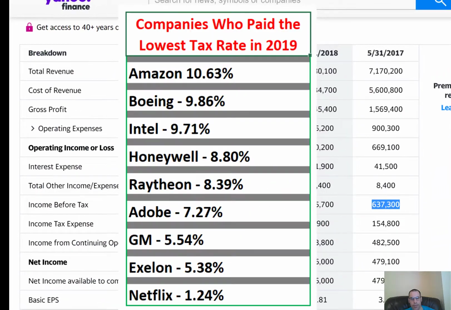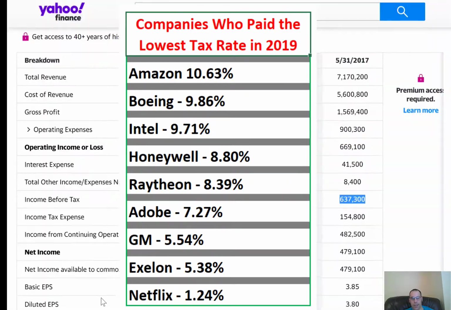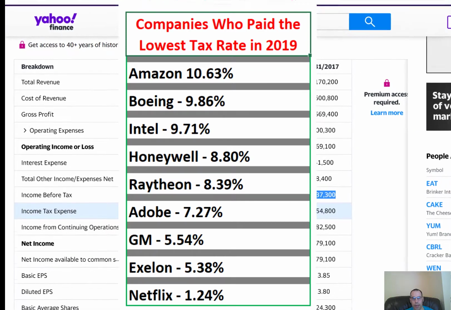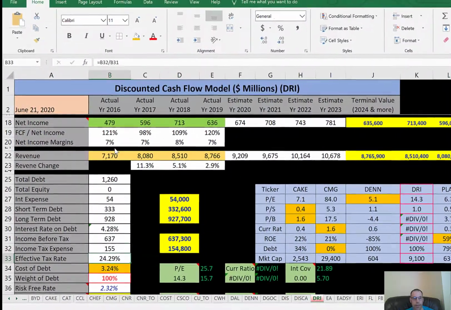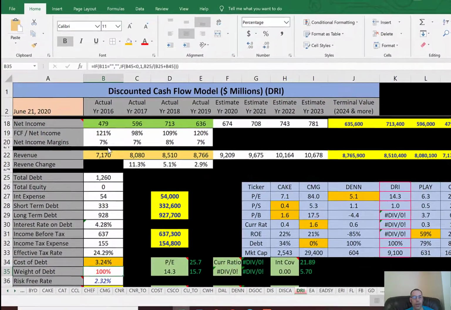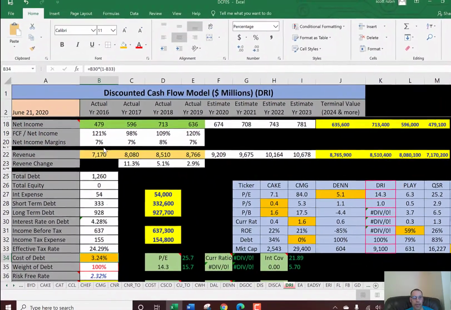Let's take the 2017 number. And they have $637 million of income before tax and $154 million of taxes. So their cost of debt is 3.24%.